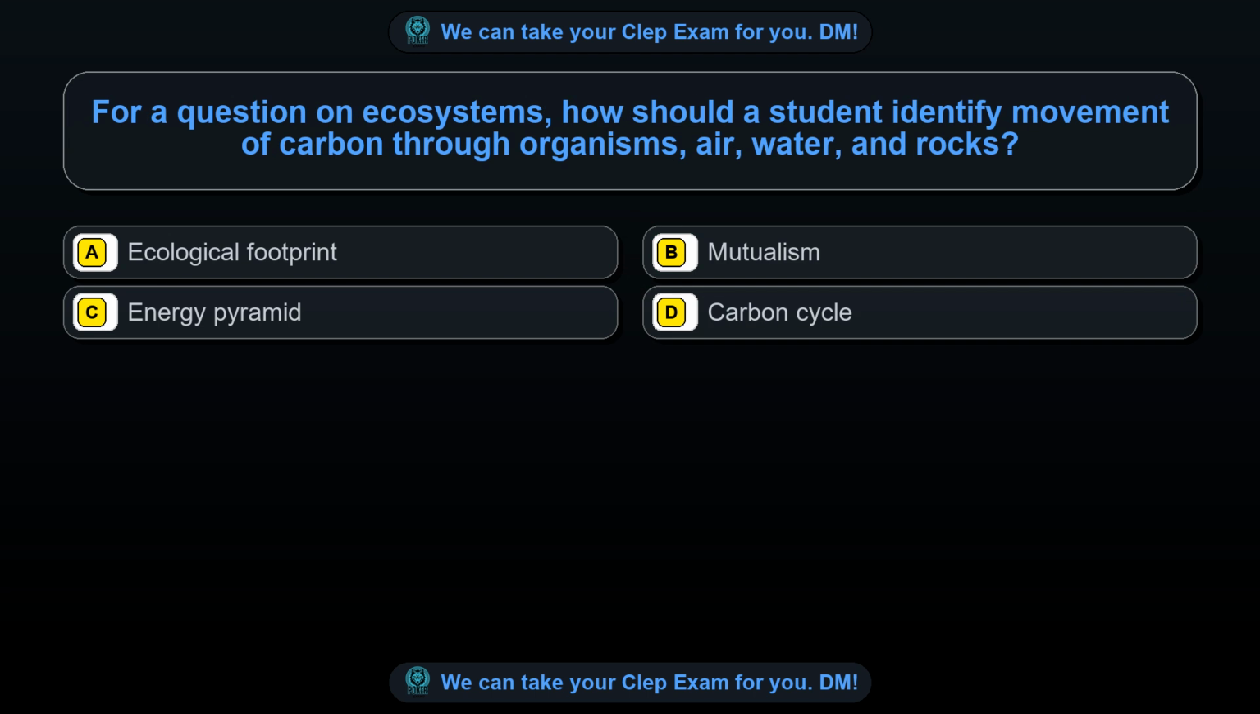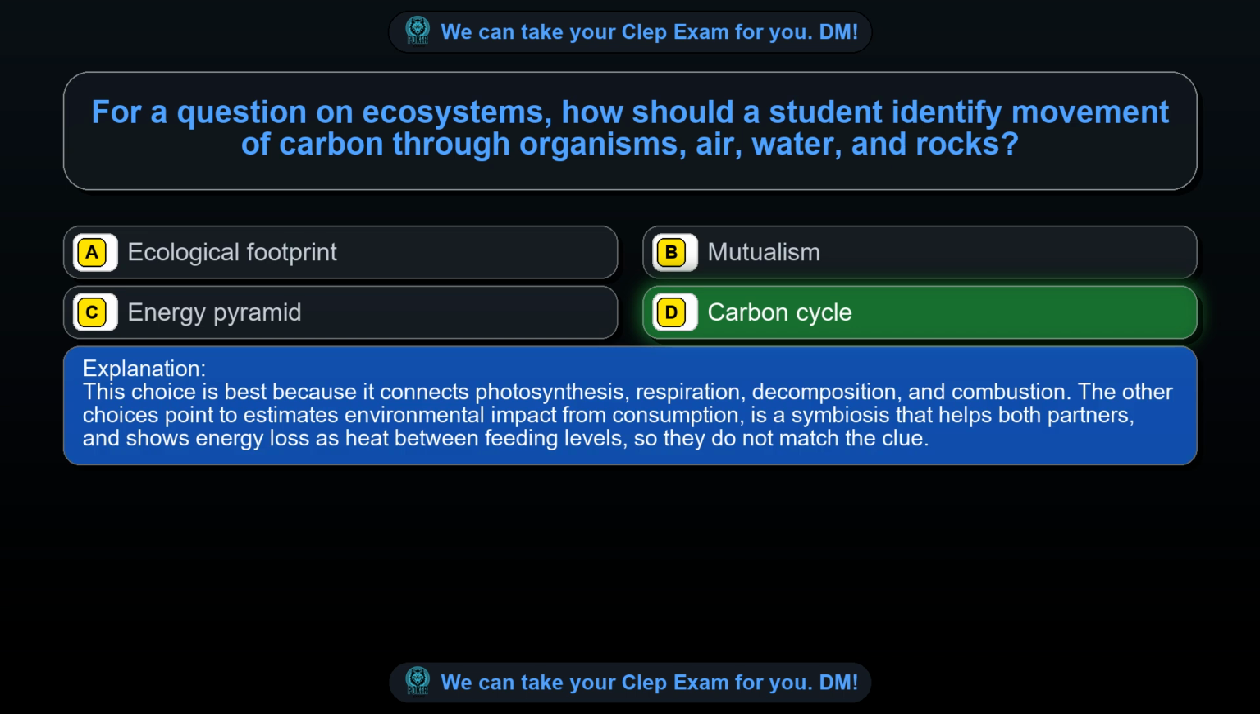Question 61. For a question on ecosystems, how should a student identify movement of carbon through organisms, air, water, and rocks? Option A, ecological footprint. Option B, mutualism. Option C, energy pyramid. Option D, carbon cycle. The correct answer is option D, carbon cycle. This choice is best because it connects photosynthesis, respiration, decomposition, and combustion. The other choices point to estimates environmental impact from consumption, is a symbiosis that helps both partners, and shows energy loss as heat between feeding levels, so they do not match the clue.